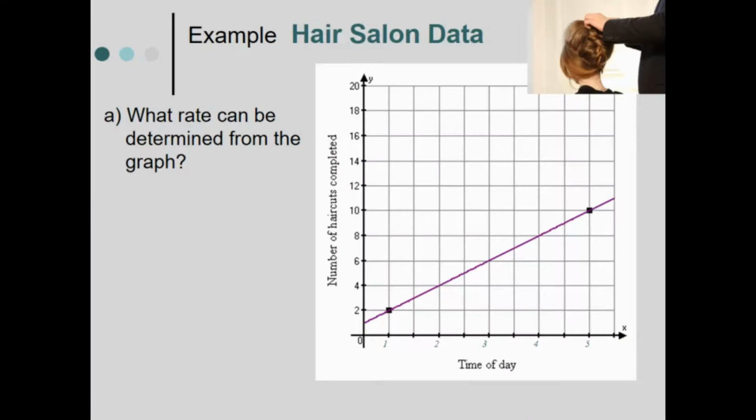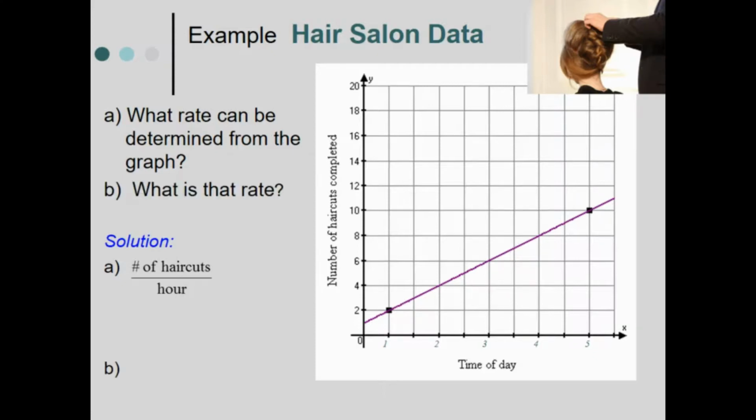In this last graph, we have data from a hair salon, and it's asking us what rate can be determined from the graph. So on this graph, we see on the vertical axis we have the number of haircuts completed. Horizontal is the time of day. Vertical is what we're going to put in the numerator for our rate, and the horizontal axis information is our denominator. So we have a rate of number of haircuts per hour.